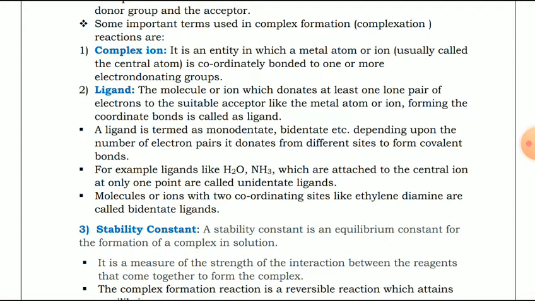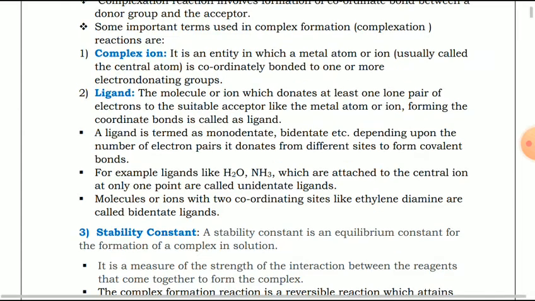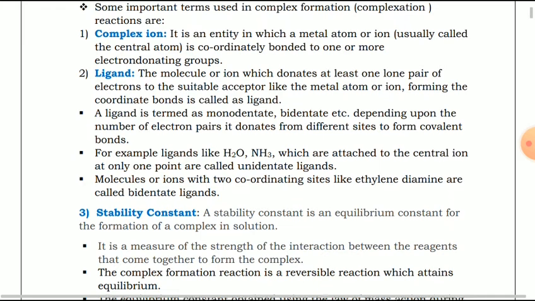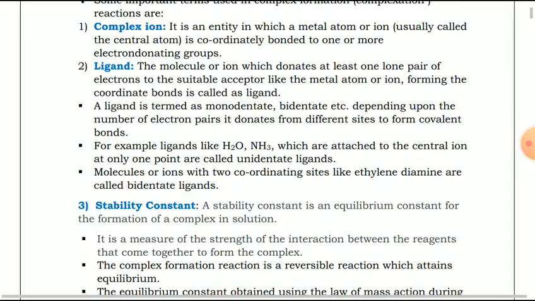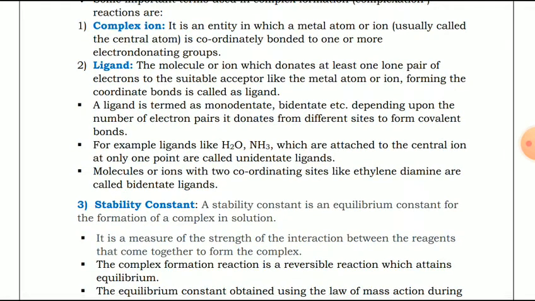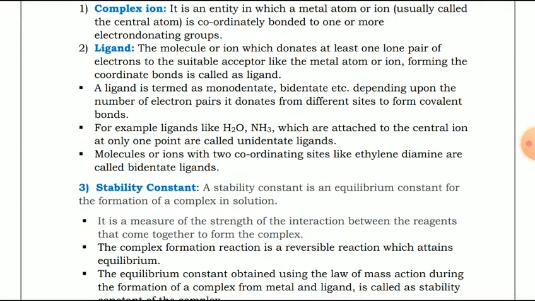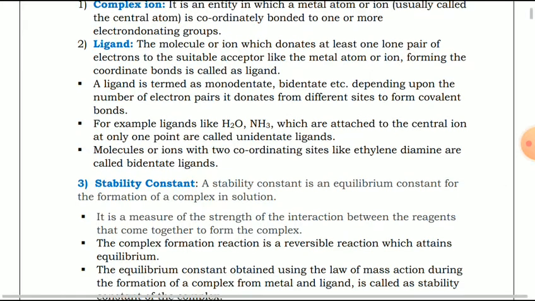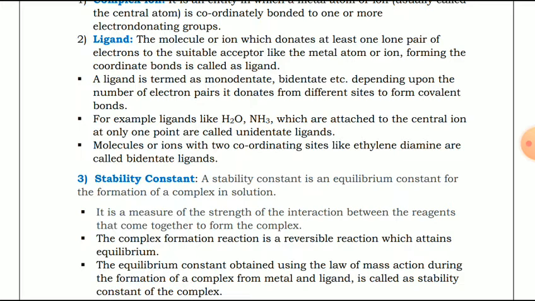The complex formation reaction is a reversible reaction which attains equilibrium. The equilibrium constant obtained using the law of mass action during the formation of a complex from metal and ligand is called the stability constant of the complex.